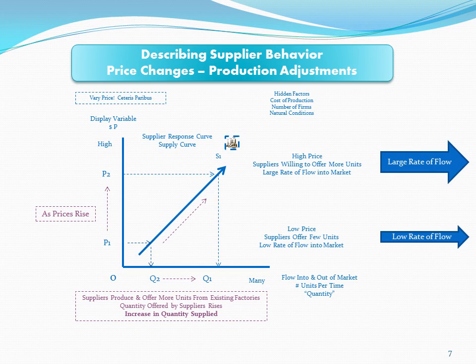This situation shows us that at a price P1, for example, and a quantity of Q1, quantity of Q2, P1, Q2, that the rate of flow into the market is relatively low. Rate of flow being Q2. At a higher price, due to the incentives to the industry, resources are sucked in, and the industry increases its rate of production and the rate of flow into the market, and we call that increasing the quantity being supplied.